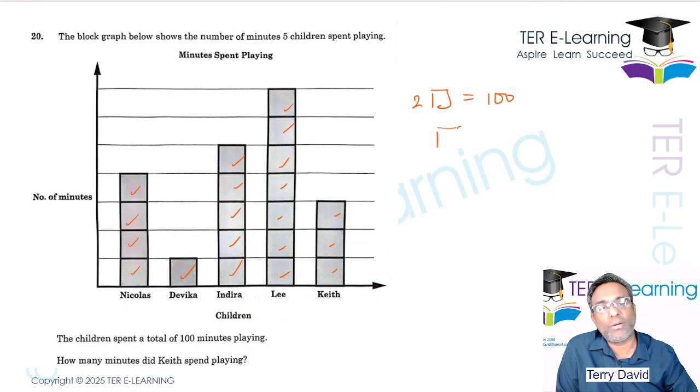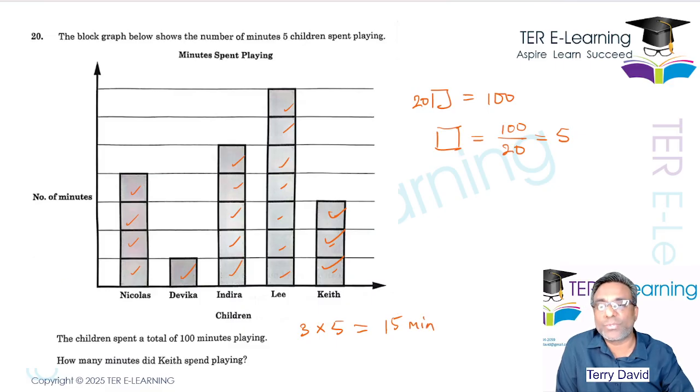So we need to figure out how much does one block represent. So one block is simply going to be 100 divided by 20, right? 100 divided by 20 will give me 5. So therefore, each block represents 5. So we want to figure out for Keith. So if you want to look at Keith here, Keith is actually 1, 2, 3 blocks. So that's going to be 3 multiplied by 5. So therefore, the number of minutes Keith spent playing is 15 minutes, right? So that's your answer for this one.